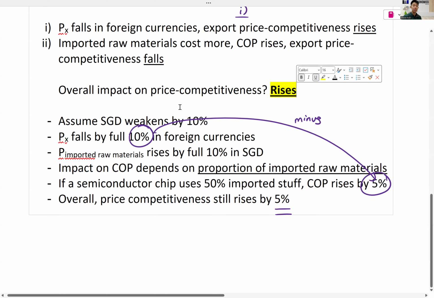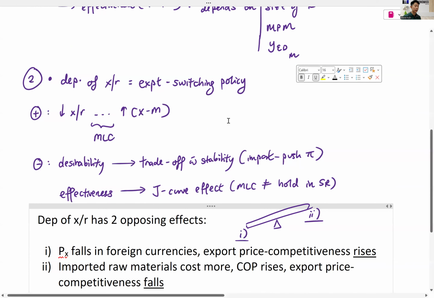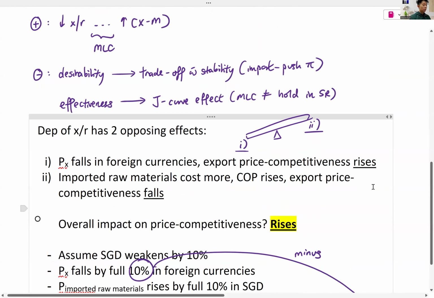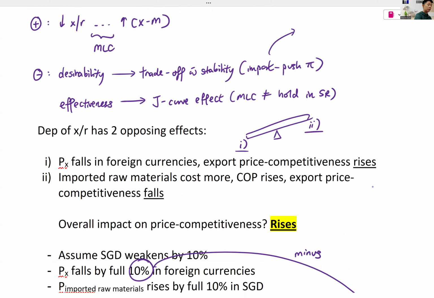How do you augment your answer? This is what you write. You will say import-push inflation partly offsets the gain in export price competitiveness. Partly is a very important word. It partly offsets the gain in export price competitiveness from a weaker currency.